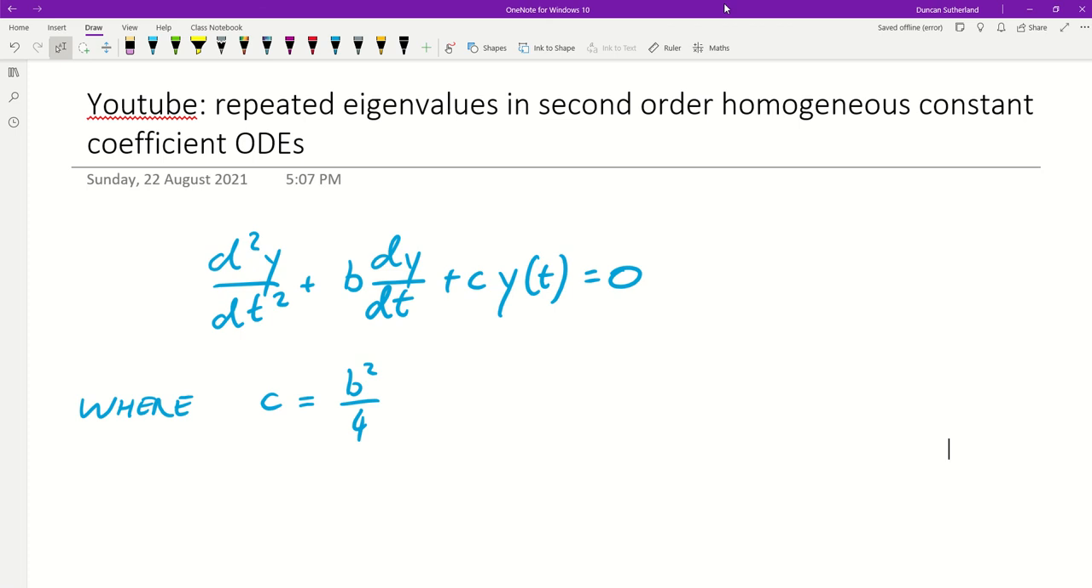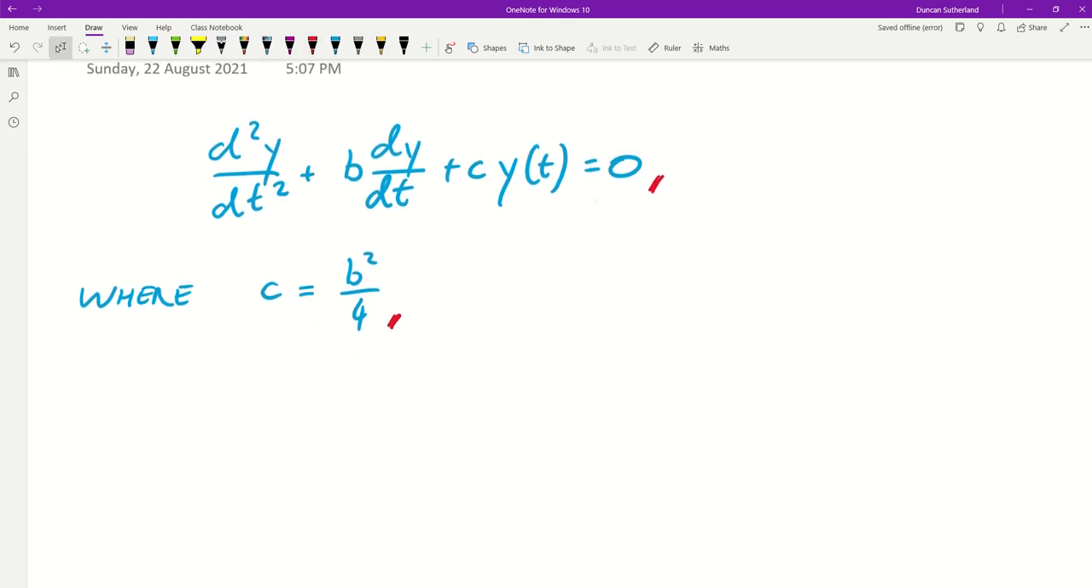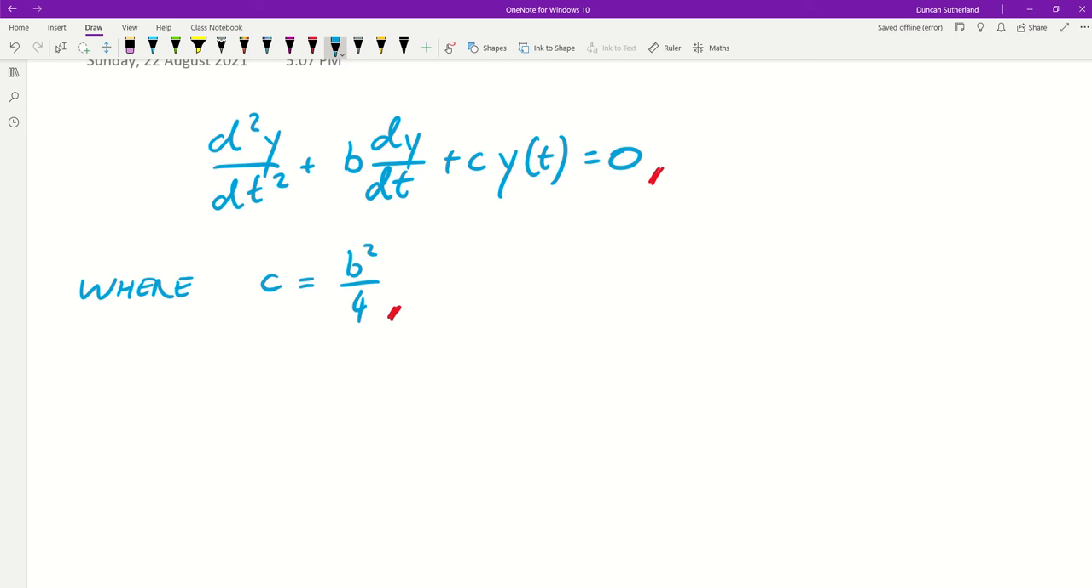All right. I've decided to make a video about the repeated eigenvalue case for second order constant coefficient homogeneous ODEs. So here's our second order constant coefficient homogeneous ODE. And to ensure that I've got the repeated eigenvalue, I'm going to set c equal to b squared on 4.